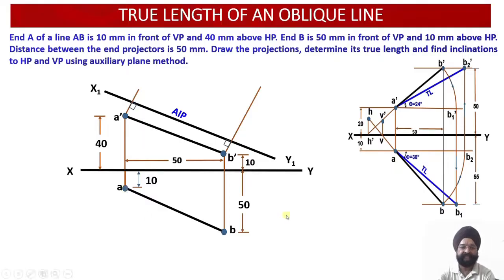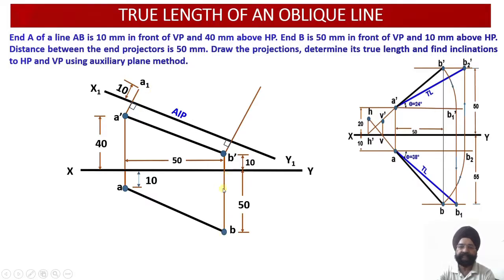Now I'll mark this distance. I'll measure this distance first of all, 10 millimeter. And what is this distance of 10 millimeter? It is 10 millimeter in front of VP. Front of VP means it is a positive distance. Now from this X1 Y1 reference line AIP, I am going to mark 10 millimeter ahead of this particular plane. So I'll measure this 10 millimeter, mark it in front of the plane because this distance was there in front of the plane. Mark this 10 millimeter because I am marking the plan point. So name of this point will be A1.